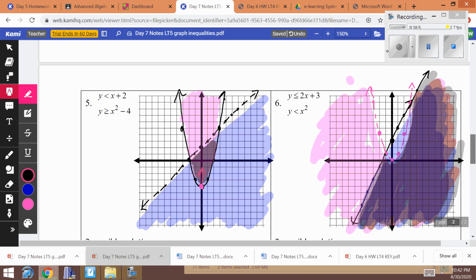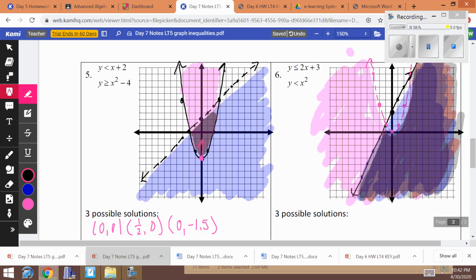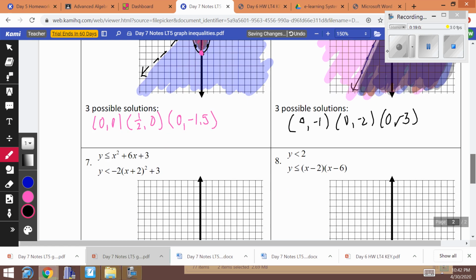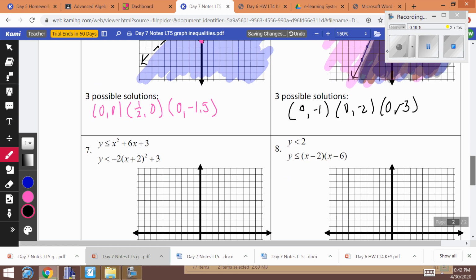So again, you can pick some solutions on your own. Go through again. You could do 0, -1, 0, -2, 0, -3. You can pick some easy solutions as well. Again, I'm going to pause it and start graphing these so that the video isn't too long, but then you can go back and check your work.